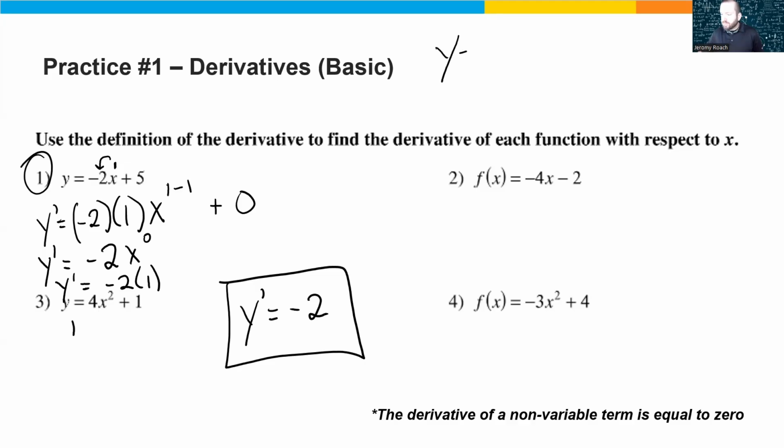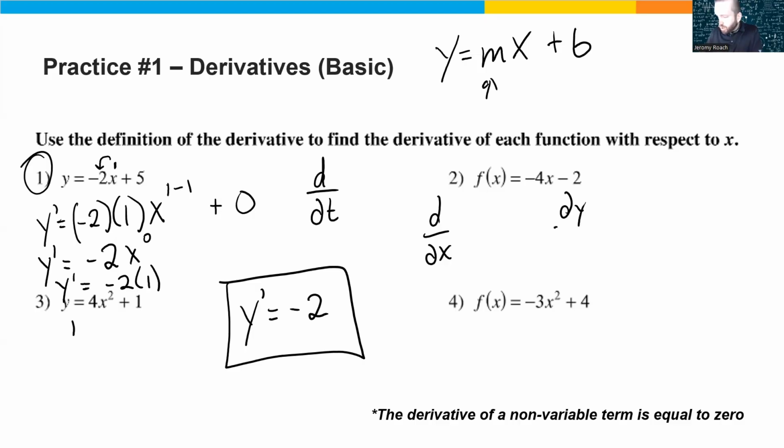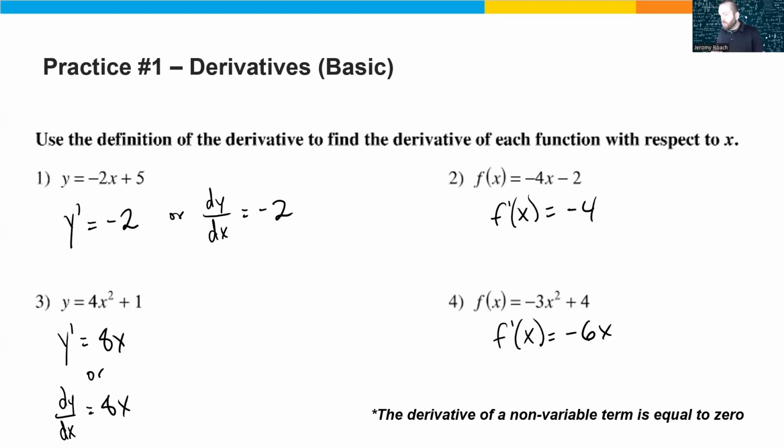All of our slope-intercept formulas are in this form, and m is always our slope. So that's how we find the derivative. You might also see the derivative written like this: d dt, d dy, or d dx. Sometimes it is written like that. dy dx is another common one. But we write the derivative with the prime sign. That's a universal way to express the derivative. Here are the answers for these other ones.